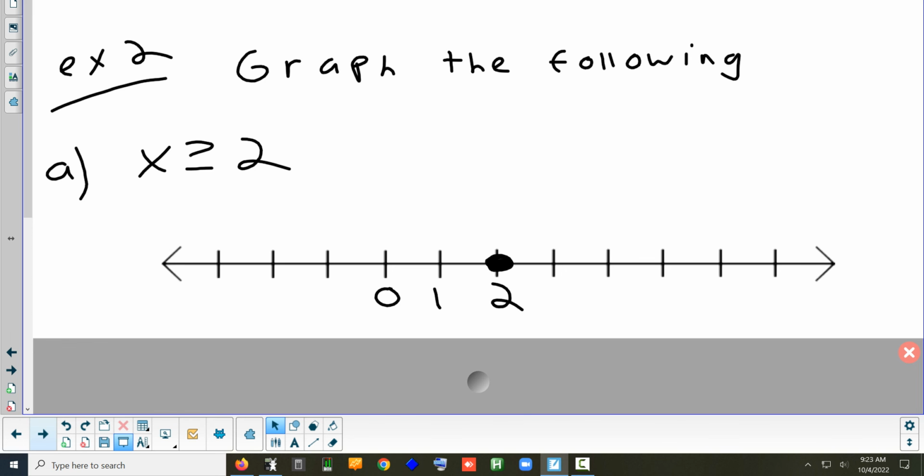And which way am I going to shade? Right. If you set it up, letter, symbol, number, that's how I teach my Algebra 1. Letter, symbol, number. If you put the letter on the left, the inequality tells you which way to shade. If you don't do it that way, then it won't. But it's set up the way it should be, so shade to the right.